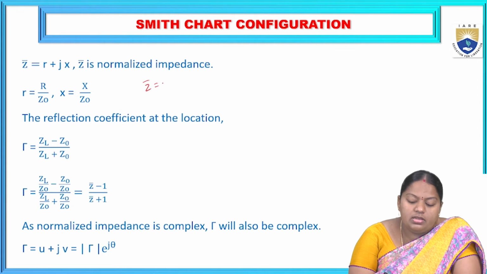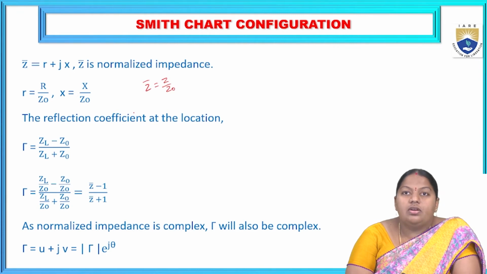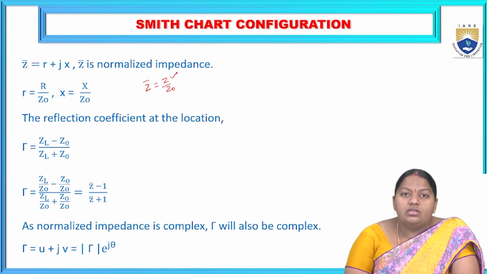and where Z bar is given by Z by Z naught. Right? So Z bar is the normalized impedance, Z is the impedance on a transmission line, and Z naught is the characteristic impedance. Now the reflection coefficient at the location. See, previously we first considered impedance at a location on the transmission line. Then from that we calculated this normalized impedance.